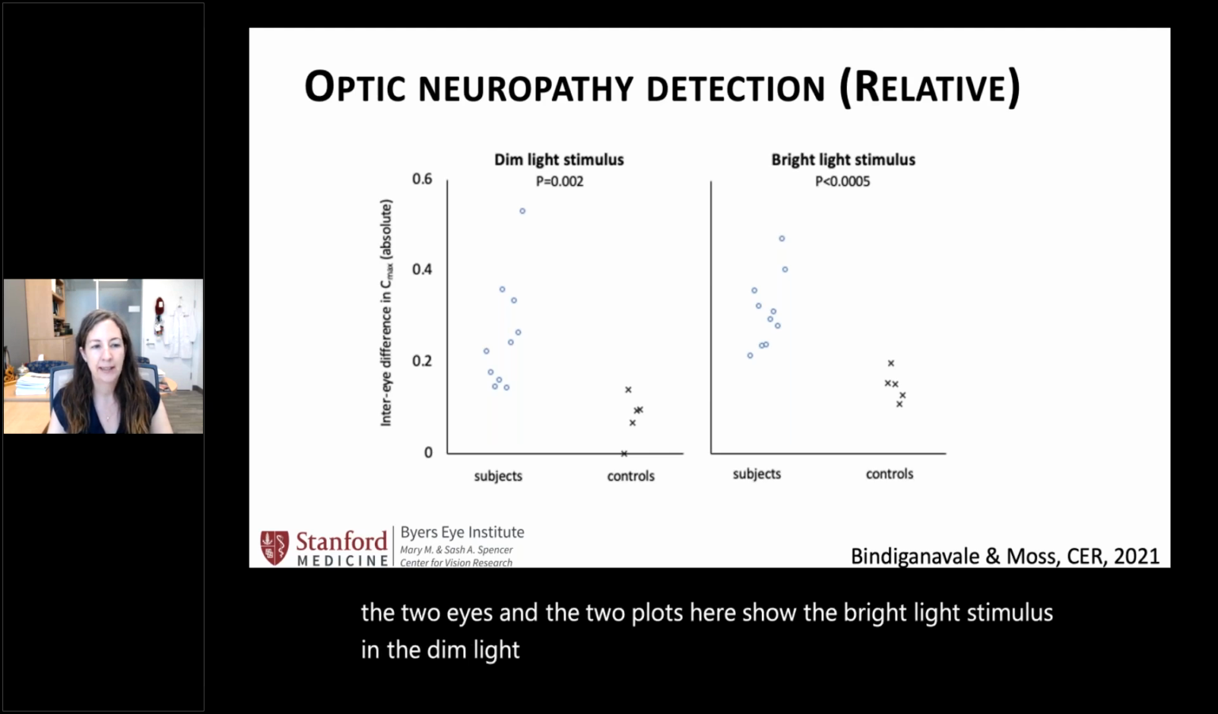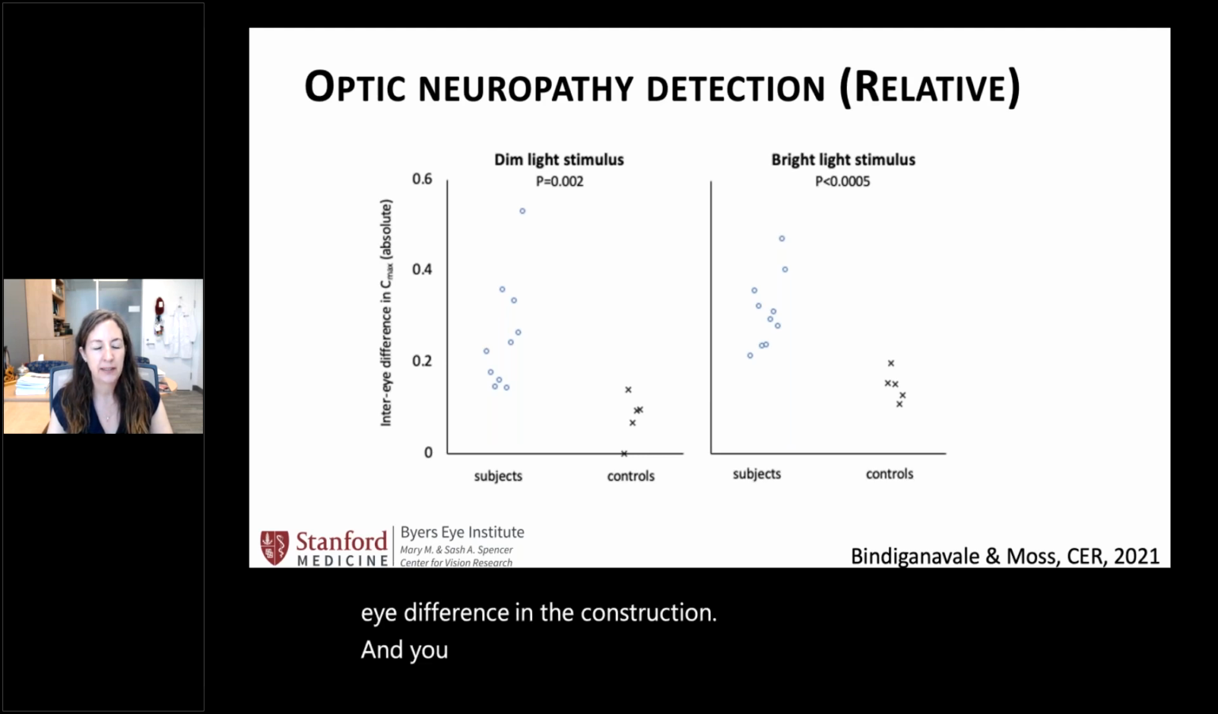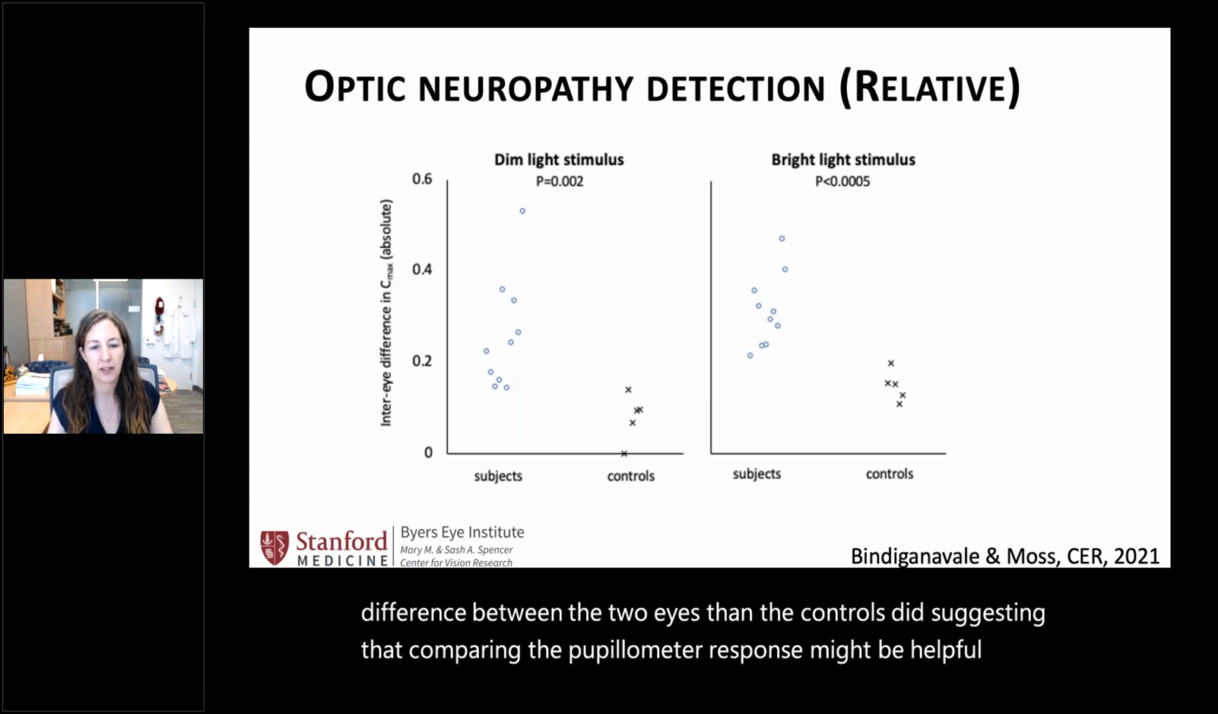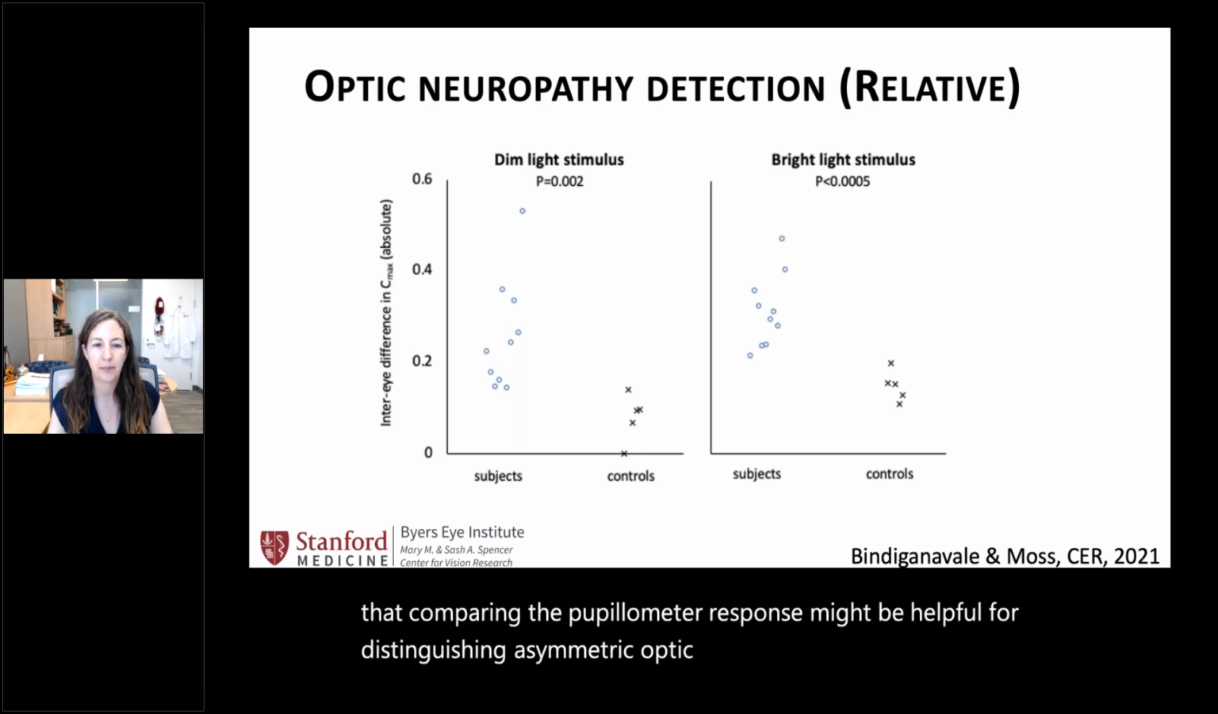And then the y-axis is the inter-eye difference in the constriction. And you can see that for both of these, the subjects had a larger difference between the two eyes than the controls did, suggesting that comparing the pupillometer response might be helpful for distinguishing asymmetric optic neuropathies in some patients.